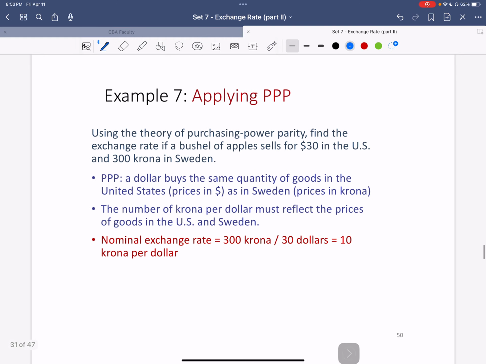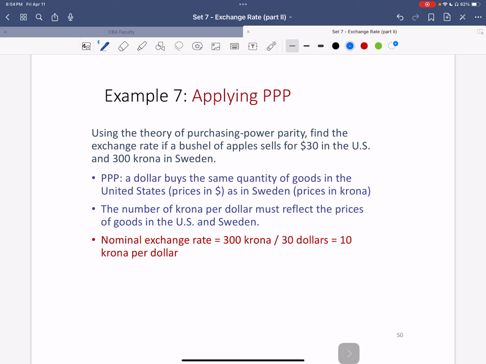Let's look at an example of applying the purchasing power parity. Using the theory of purchasing power parity, find the exchange rate if a bushel of apples sells for $30 in the US and 300 krona in Sweden. Based on the purchasing power parity, the dollar buys the same quantity of goods in the United States as in Sweden. The prices in dollars are equal to the same prices in krona.